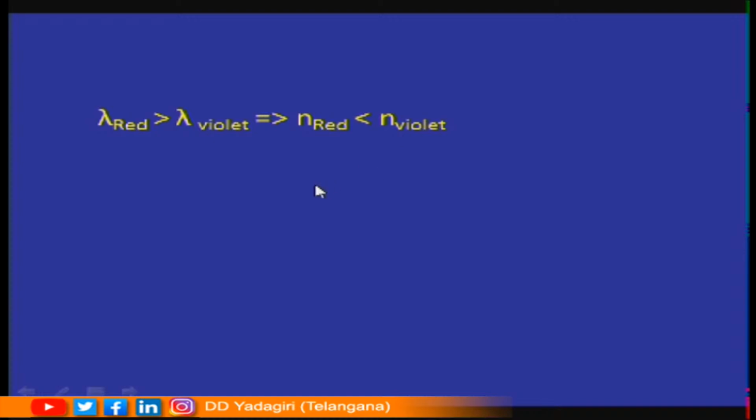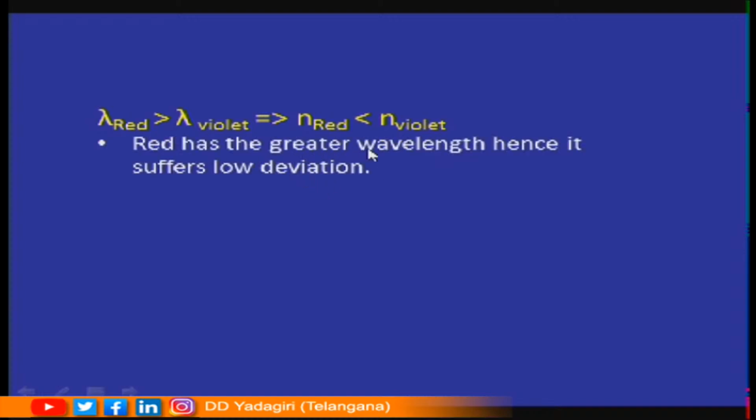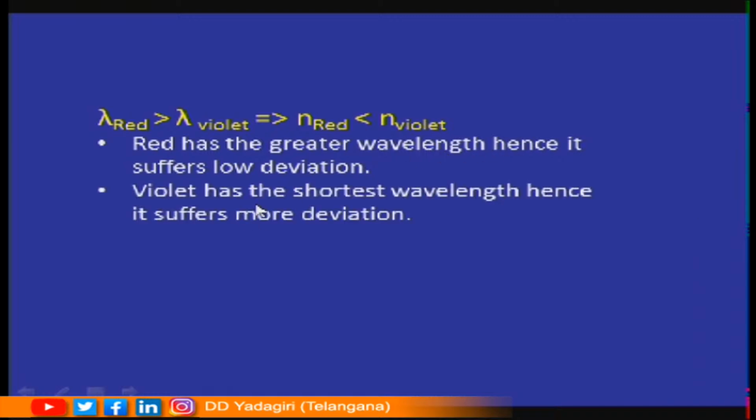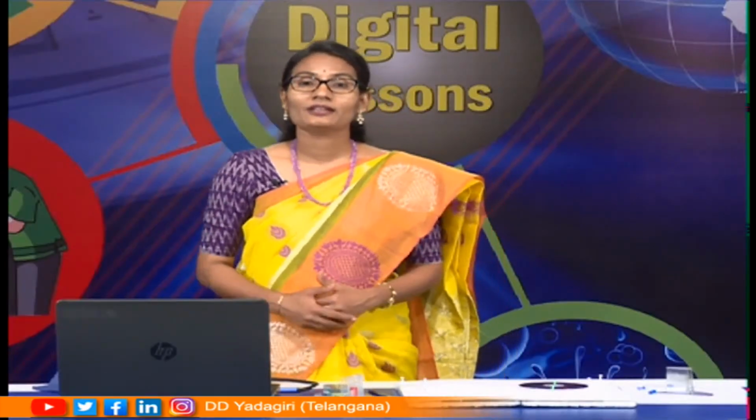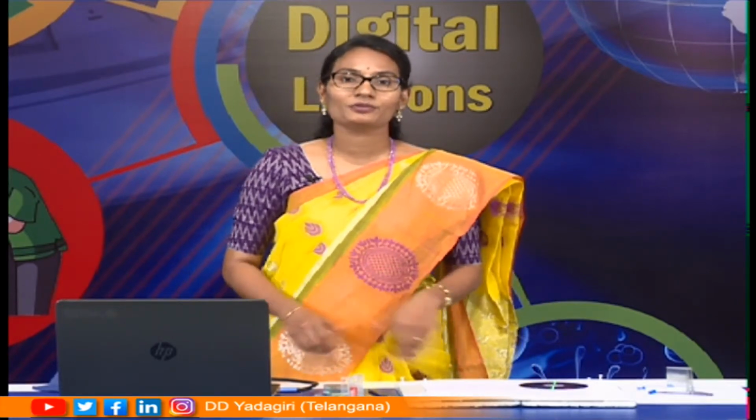So, the red has a greater wavelength, hence it suffers low deviation, and violet has the shortest wavelength, hence it suffers more deviation. Like this, the remaining colors, that is yellow, green, indigo, blue, have different wavelengths, which is why they have different angles of refraction, because they have different refractive indices. Due to this reason, children, the light waves choose different paths.